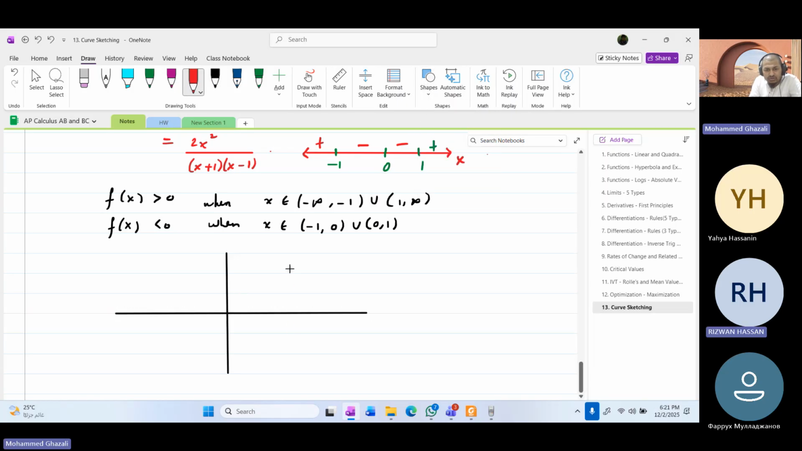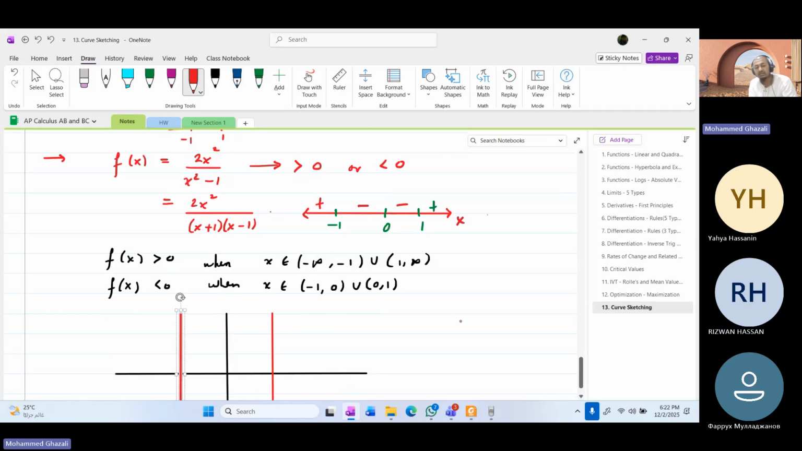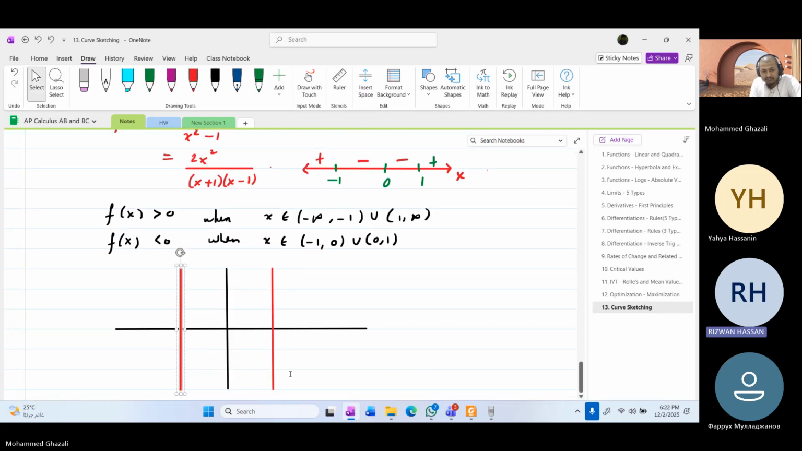Usually when we draw asymptotes... Sorry, I'm cutting in, but before you continue, for f of x is negative, can't we just say x is an element of -1 to 1? You can't, because 0 is a critical value. It can't be 0, because we're looking for positive and negative. So we can't include it.